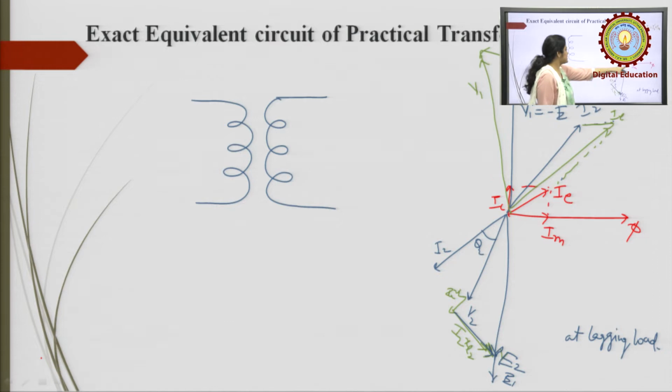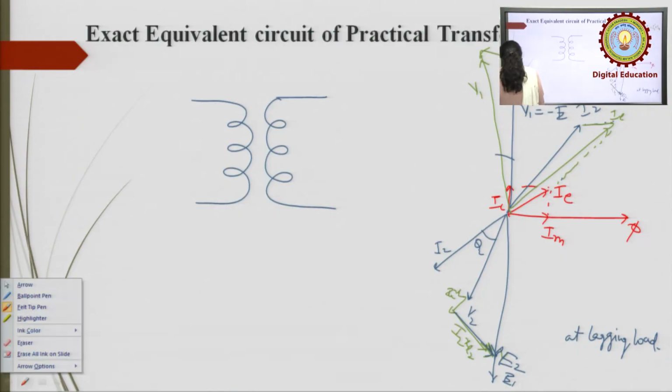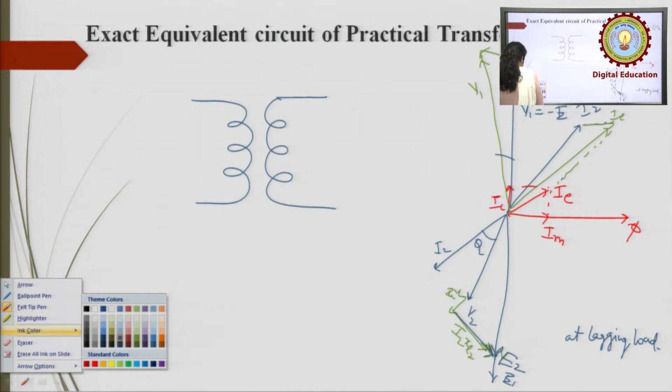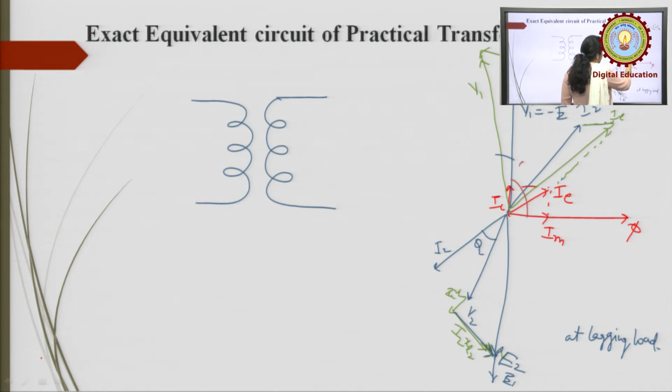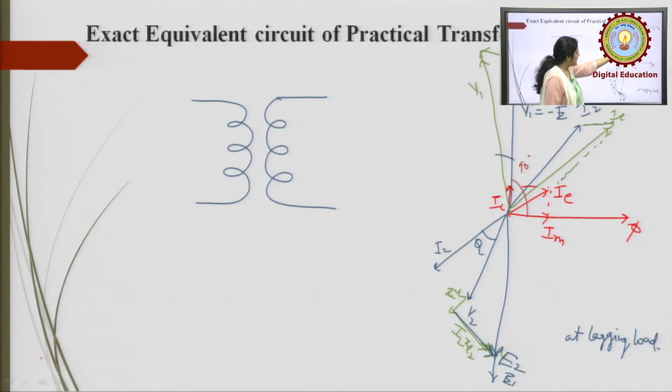So, if you see this I0, you can see that IC, the core loss component, is in the same phase with V1 dash, and IM is in the same phase with the flux, but it is 90 degrees with V1 dash. So, if you equivalently draw the element which satisfies this V1 dash and IM, how do you include it in the equivalent circuit? Because the current is lagging V1 by 90 degrees, that means the element represents an inductor, okay?